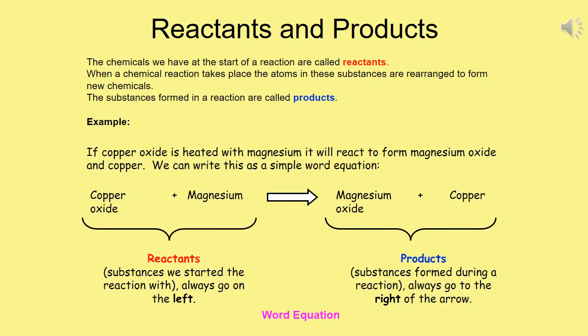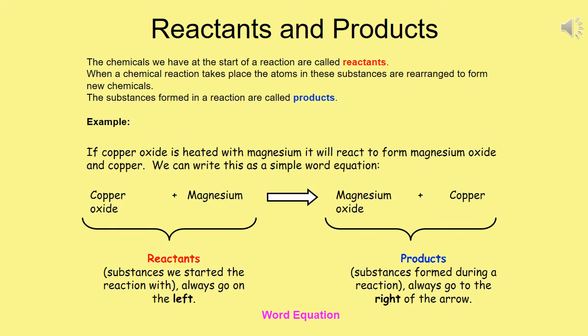We're going to look through some more examples of word equations for chemical reactions. Before we do that, it would be helpful if you write down this one as an example so that you can refer back to that example if you get stuck on these next ones. So this example writes out a reaction in word form. If copper oxide is heated with magnesium, it will react to form magnesium oxide and copper. We can write this as a simple word equation and then it shows it down below. Copper oxide plus magnesium goes to magnesium oxide plus copper.